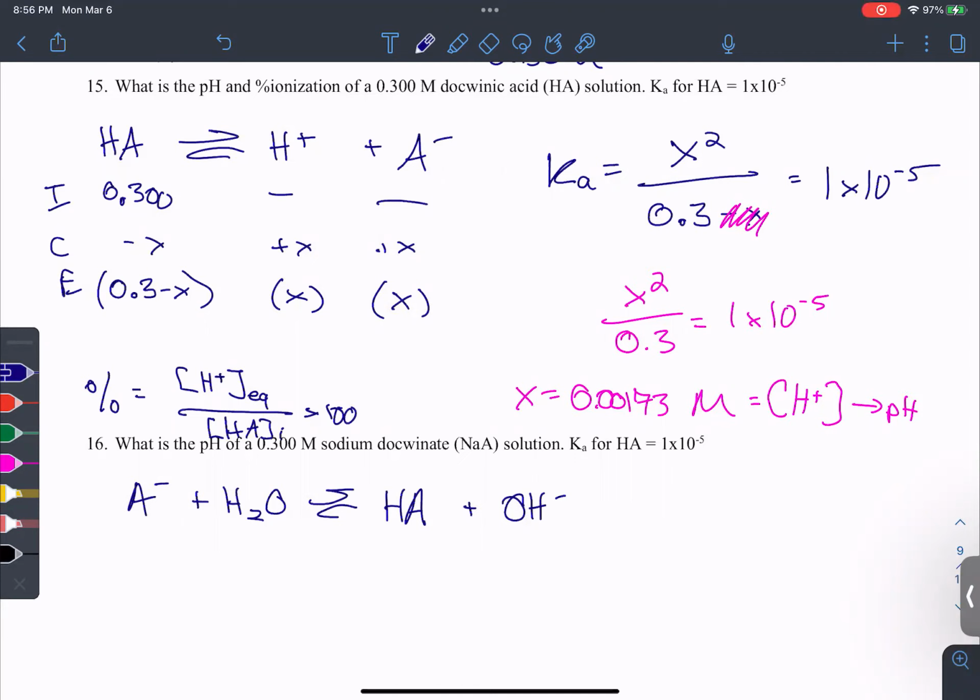Because, okay, nitric acid is an acid. Nitrate is the anion. It's a salt. It technically is the conjugate base, but it's not a base, all right? Acetic acid is an acid. Acetate is a base. So dock-winic acid is an acid. Dock-winate is a base.